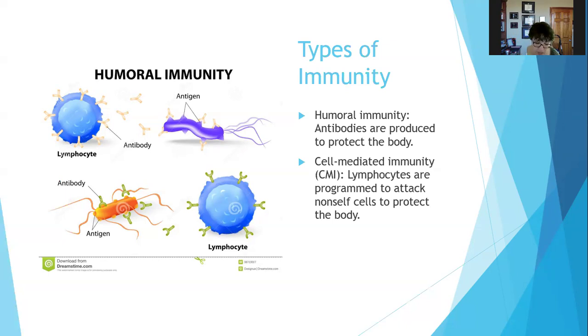There are 5 different classes of immunoglobulins, and they are listed in the table in the book. I'm not going to expect you to know those. Some of the different classes of antibodies do different tasks, but we're not going to get into that specifically.